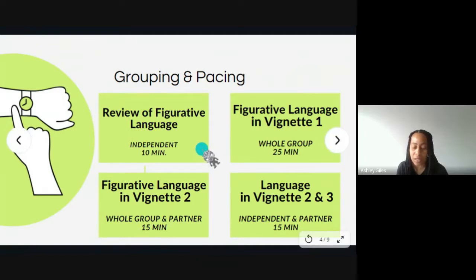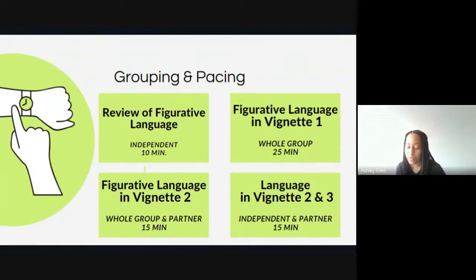Basically, you remind the students of what figurative language is. When we talk about figurative language, we're talking about similes, metaphors, and personification. These are the ones they focus on in this unit. The two you want to review are similes and metaphors, because personification is something we're going to teach them within this lesson.